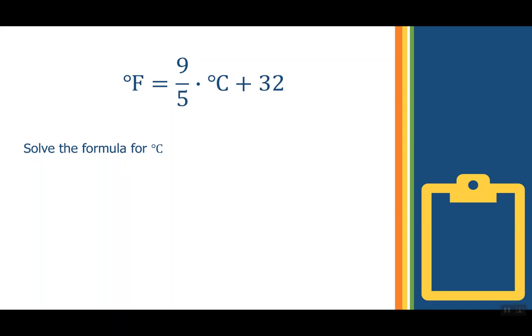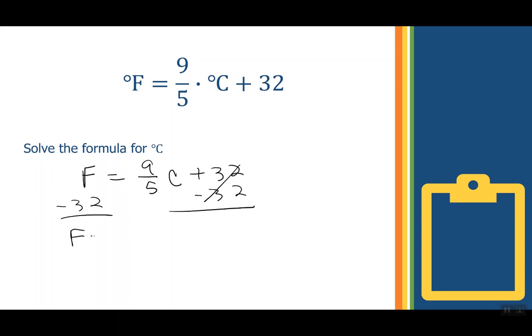So what am I doing here? I'm solving for C. So let's take our formula, and I'm going to drop the degrees now just to make it easier to write. And I think I need to solve for C. So I need to start pulling things away. The first thing I want to move is that 32. So let's subtract that from both sides. Now I have F minus 32 is equal to 9 over 5 times C.